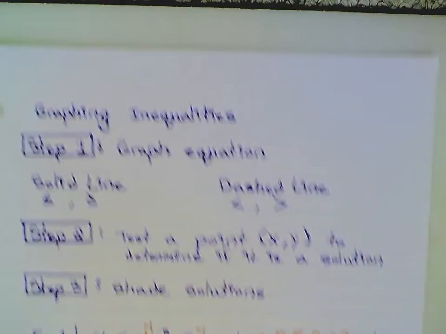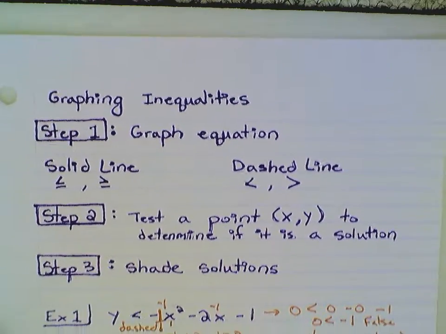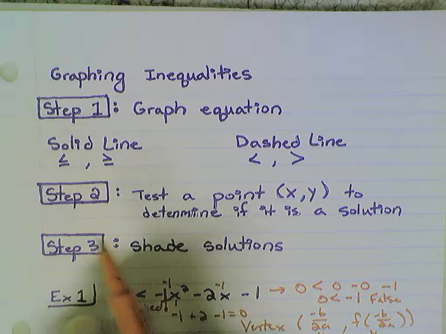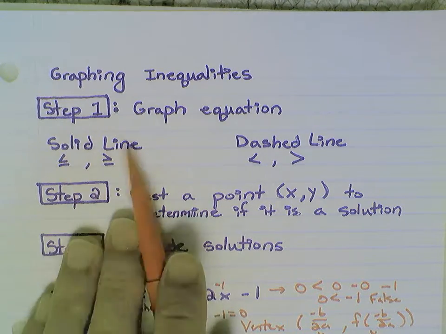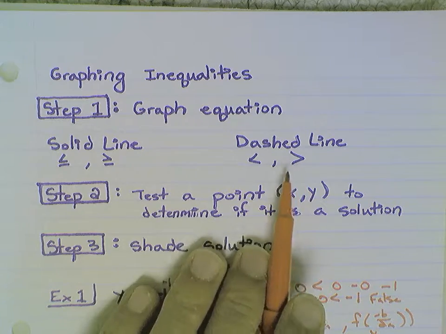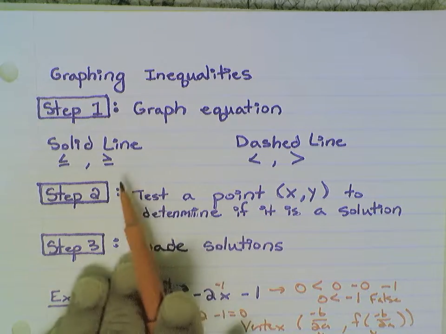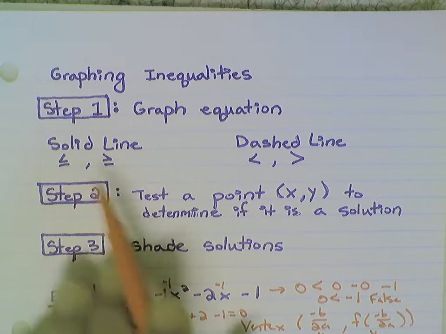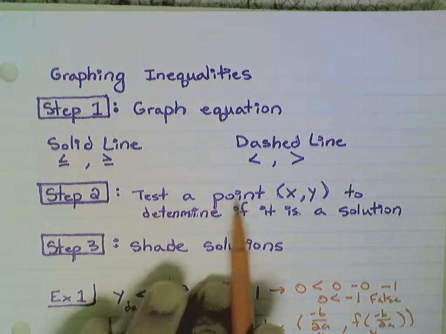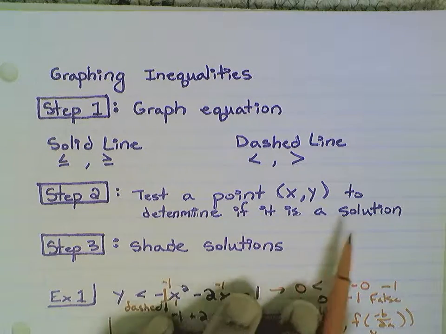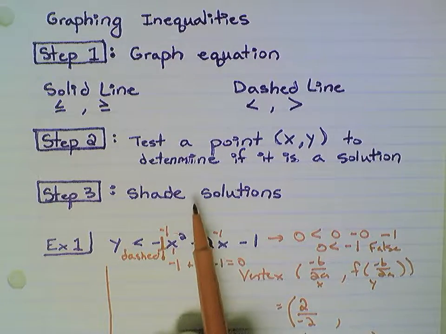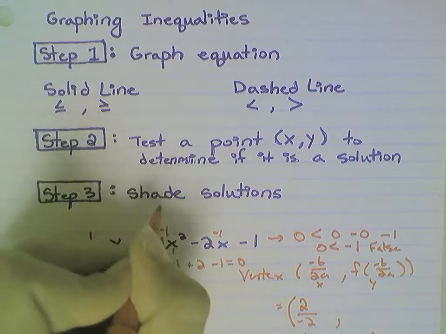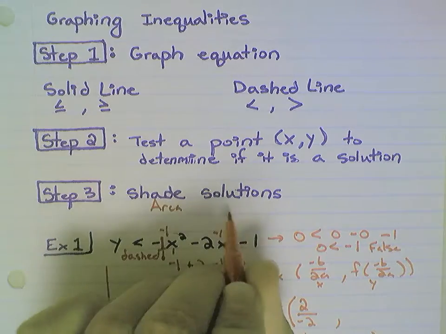So just to kind of summarize here real quick, when graphing inequalities, your first step is to figure out what type of line to use, whether it should be solid line or dashed line, and that's based off of whether it's less than or equal to, greater than or equal to. Your next step is to test a point and determine if it is a solution. And then the last step is to shade the area. So you want to shade the area that has the solutions.